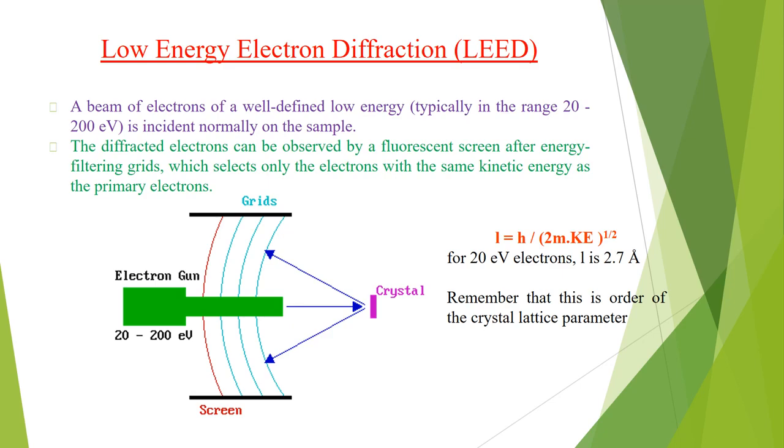Here we can see that the electron gun provides the electron beam, and that beam strikes the crystal sample, and after striking, the electron beam is scattered and recorded on the screen in the form of a pattern. Remember that this is on the order of the crystal lattice parameter.